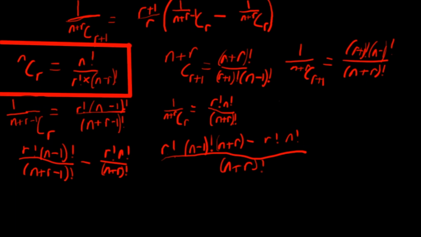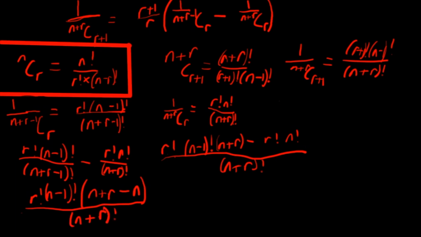And if we then factorize the numerator, remembering that n factorial is the same as n times (n minus 1) factorial, we will get r factorial (n minus 1) factorial, and then we have the (n plus r), and then because n factorial is n times (n minus 1) factorial, we'll have to minus n, and this will all be over (n plus r) factorial.